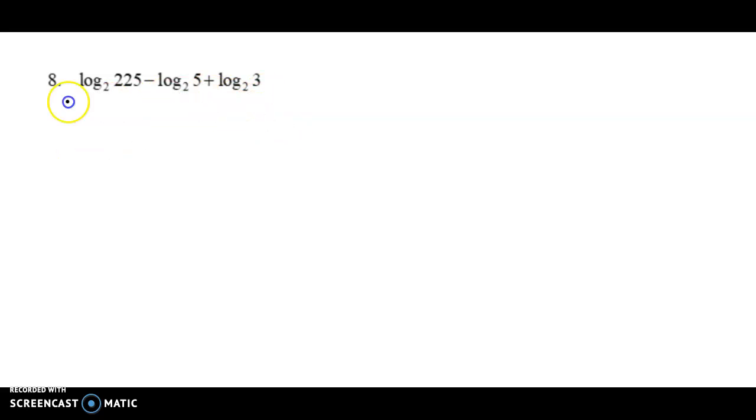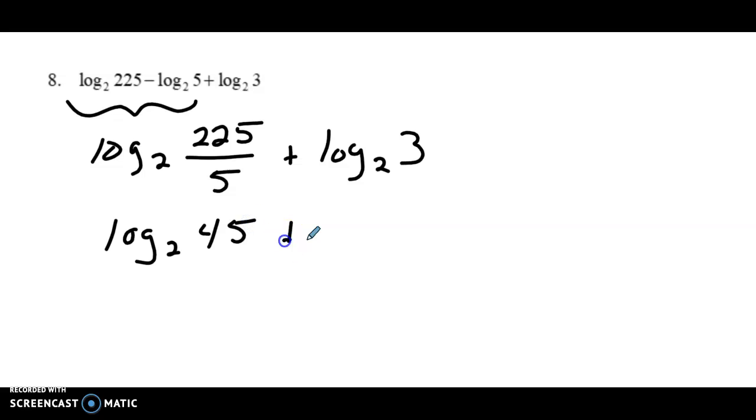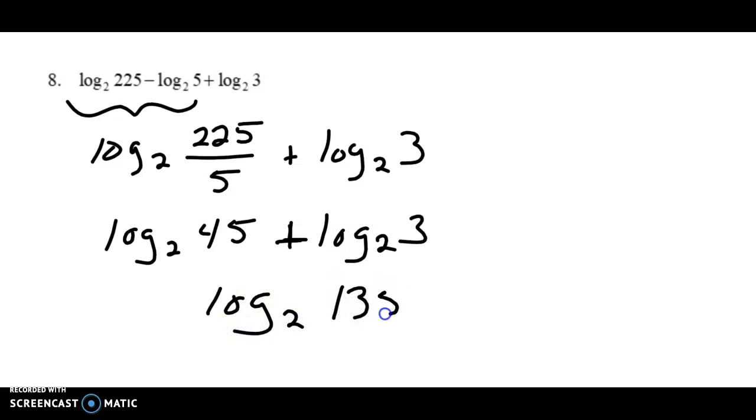All right, so taking those first 2, we're going to have log base 2, 225 divided by 5. 225 divided by 5 is 45. We're going to have log base 2 45 plus log base 2 3. Now that we have addition there, that means we're going to multiply. So multiplying these 2 together, I'm going to get log base 2 135.